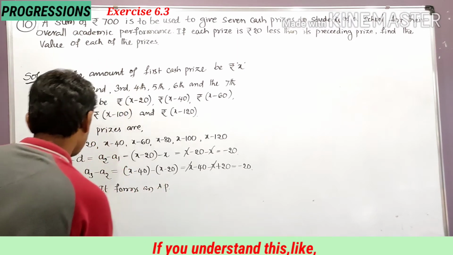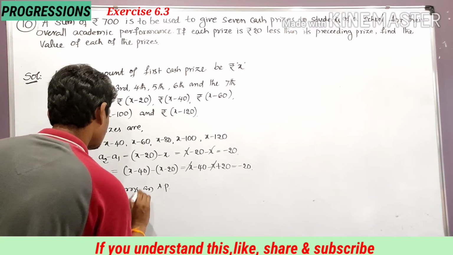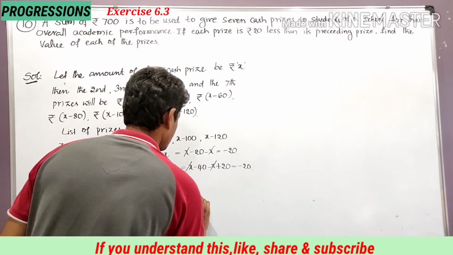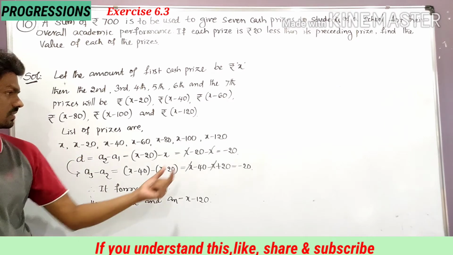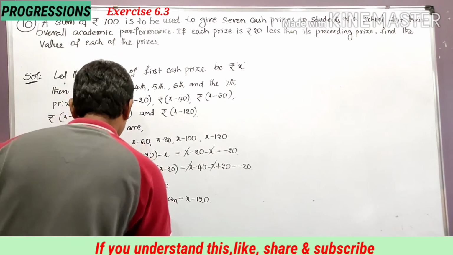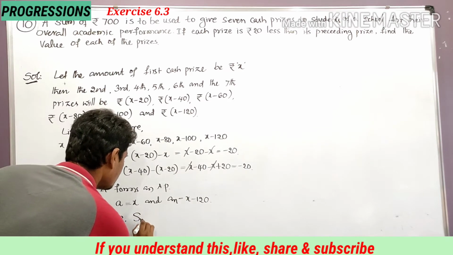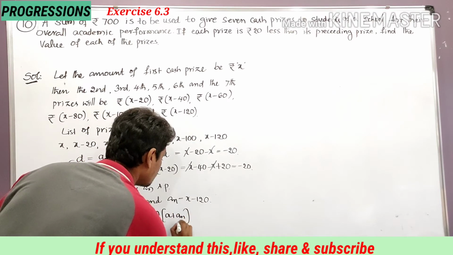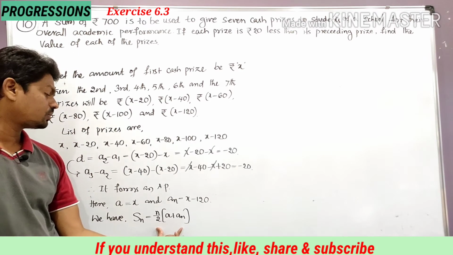So student, here the first term A is equal to x and the last term An is equal to x minus 120. So we have the formula Sn is equal to n by 2 into A plus An. We have to substitute in the formula Sn is equal to n by 2 into A plus An.